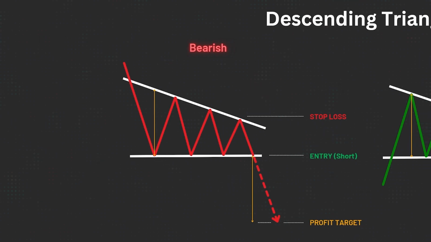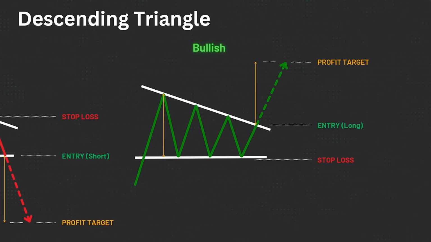In the bullish scenario, the optimal trade is going long when the price breaks and closes above the descending trend line. For profit taking, similar to the bearish scenario, the target is set by taking the height of the triangle and projecting it upward from the breakout point. For managing risk, the optimal stop loss is placed just below the support line.